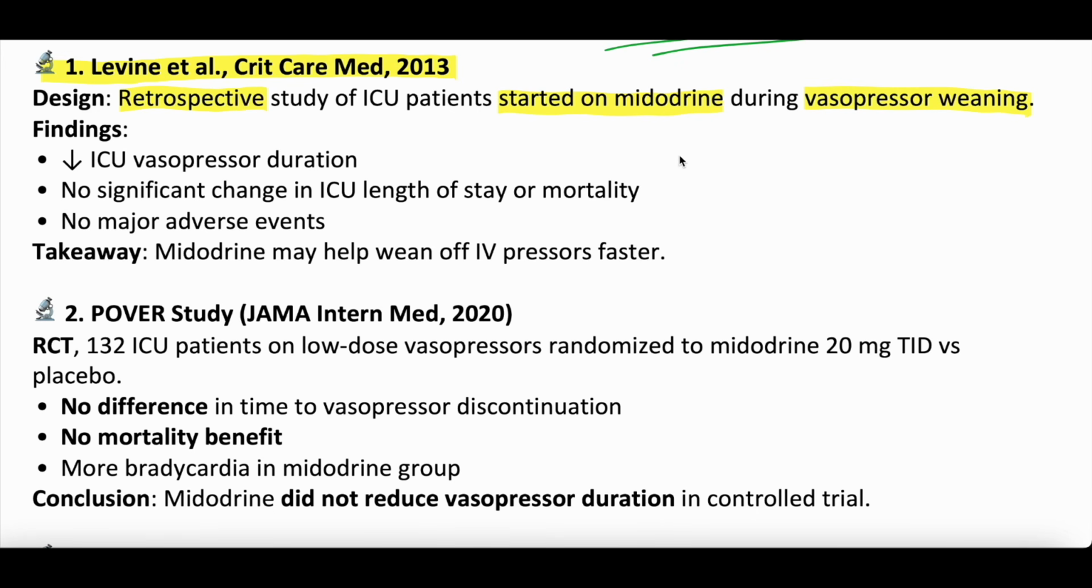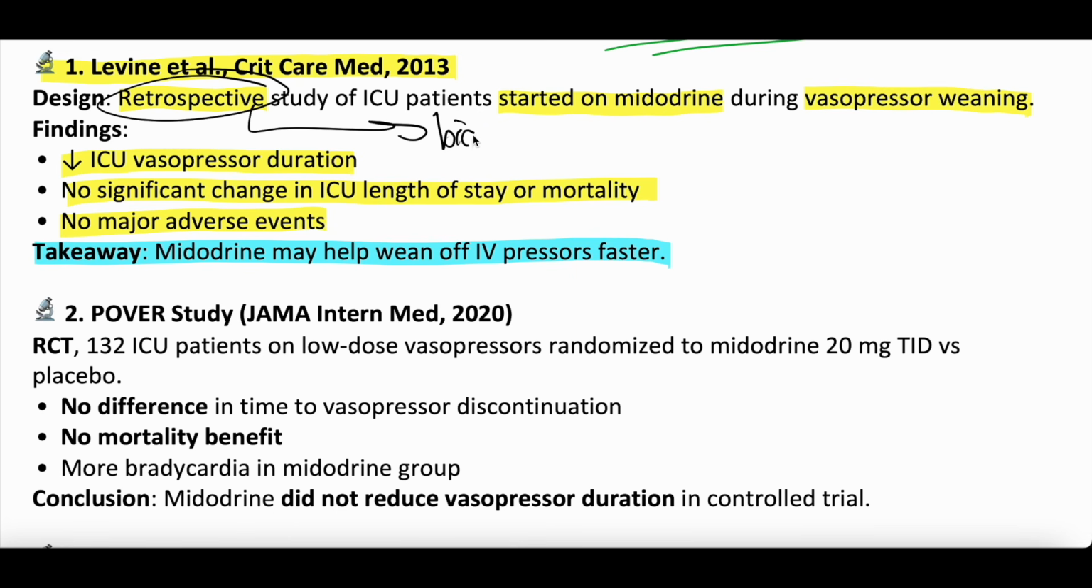So these patients, someone decided to start them on Midodrine, and then these researchers went back in the charts and looked at the patients that were started on Midodrine. And they did find there was a decreased ICU vasopressor duration, although no change on ICU length of stay or mortality, and no major adverse effects. So this retrospective study showed that maybe Midodrine does help wean off IV vasopressors, but this was retrospective, and there's lots of shortcomings and biases that can happen in retrospective studies.